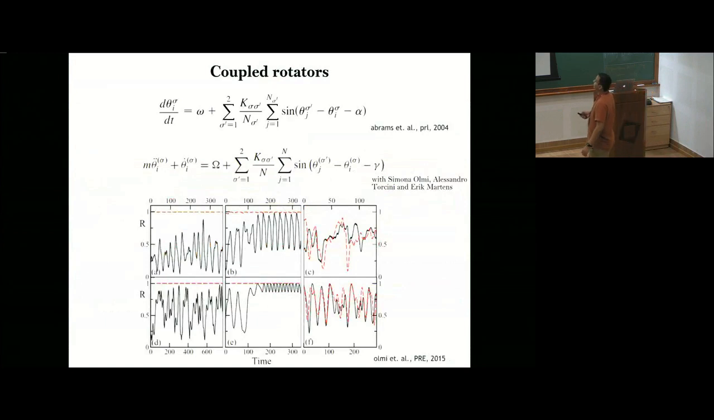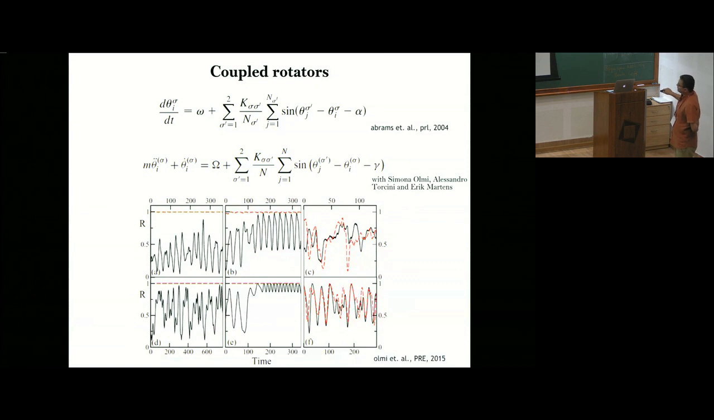Okay, very quickly, because I also want to keep some time for questions. We extended this in a subsequent work where we added an inertia term, again, inspired by the experiment that we had just done, to the original model of Abrams, where one doesn't have this. So this is now just the phase model with inertia. So what you're seeing here is experiment, and here is from this model.